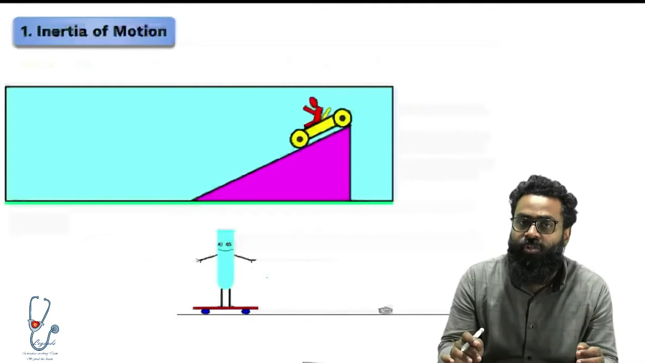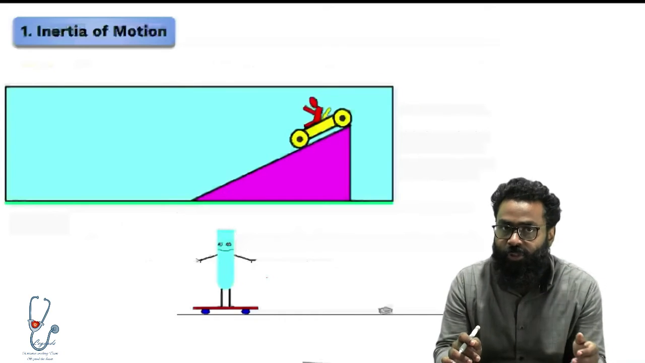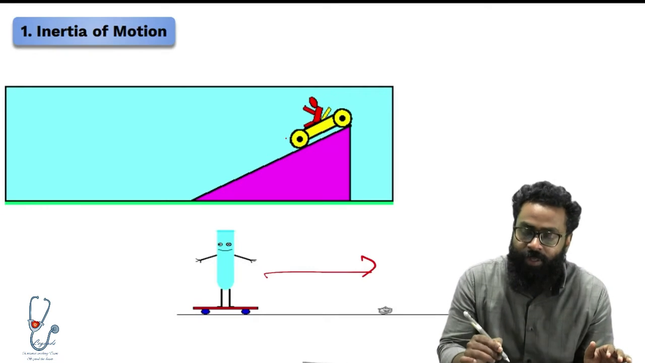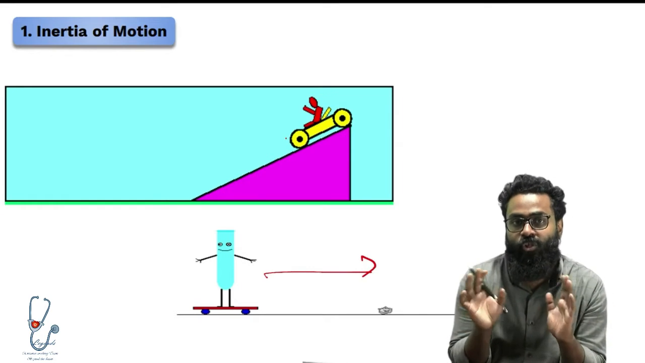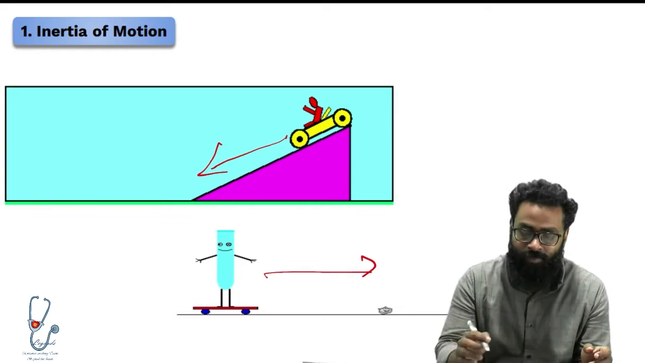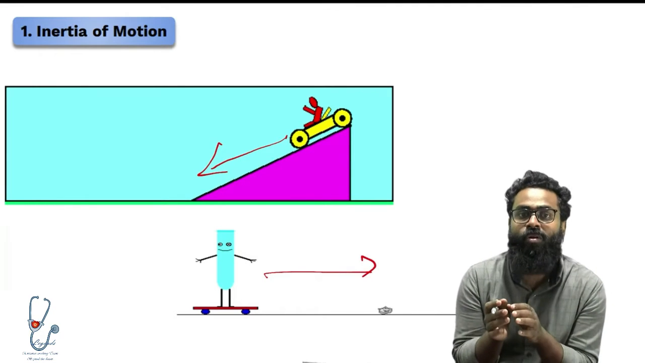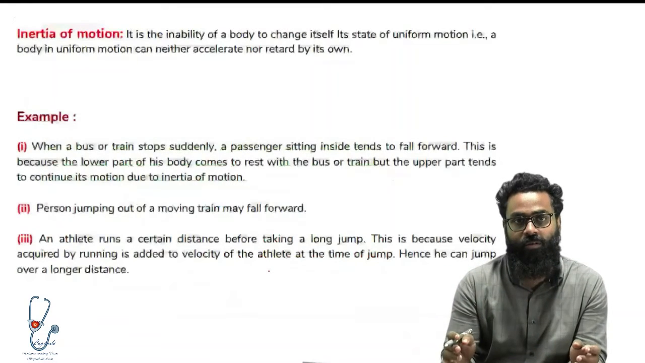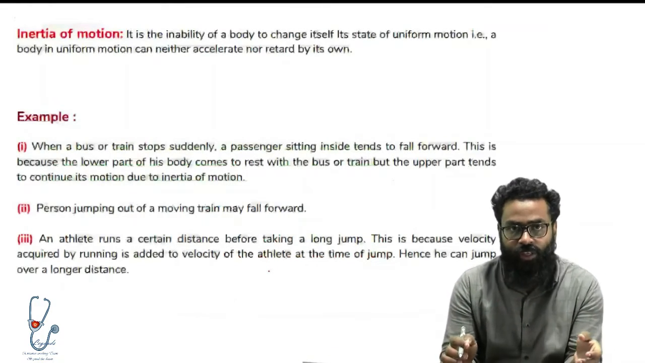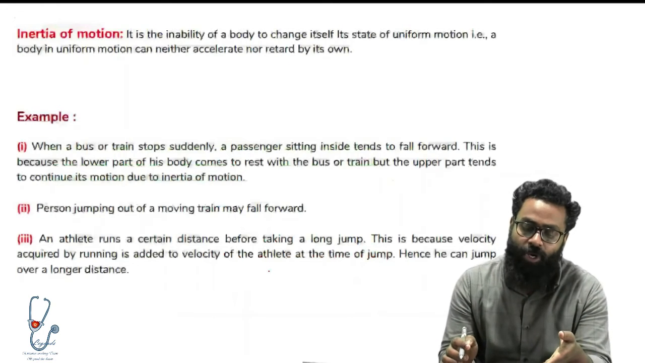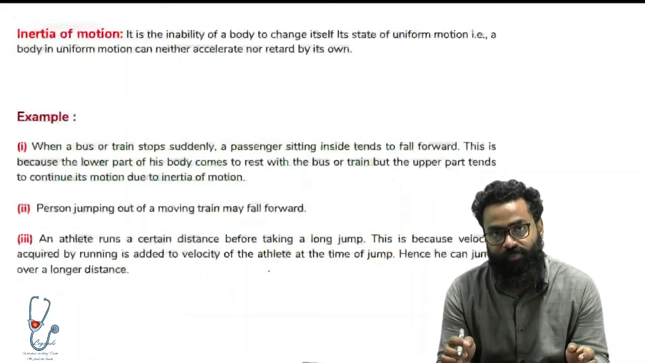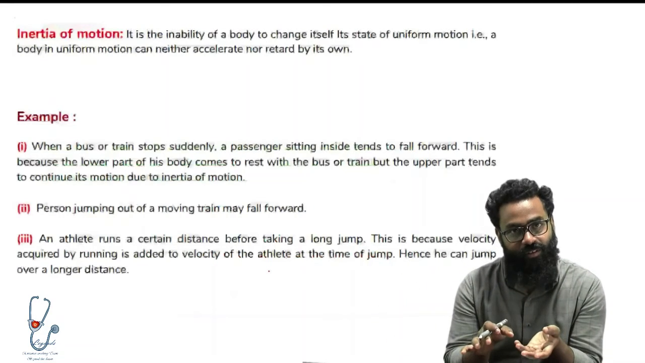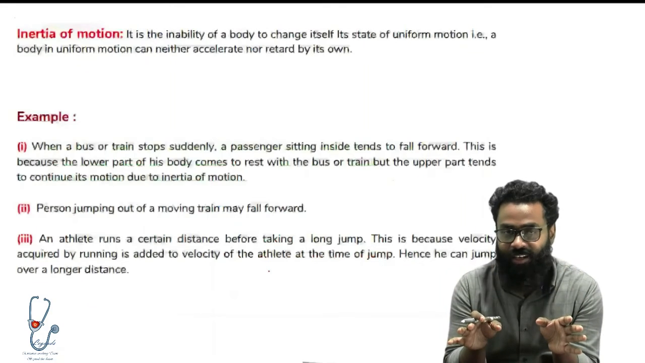Okay. The next one is inertia of motion. The picture shows something continuously moving. It cannot change its state or its position. The definition is that it is the inability of a body to change by itself its state of uniform motion. That means it cannot change its state of uniform motion by itself. It is an inability. Clear?